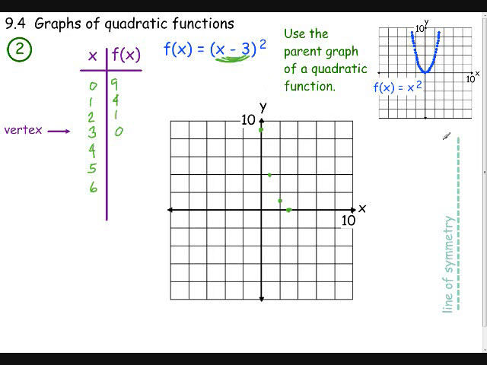I have my axis of symmetry. I think my vertex is going to be there. How am I going to know whether that's my vertex or not? Well, now I'm going to try this point here, a 4. If I put a 4 in up here, what am I going to get out?